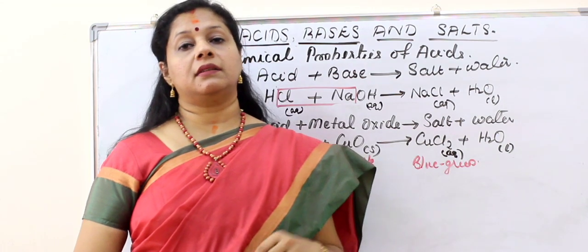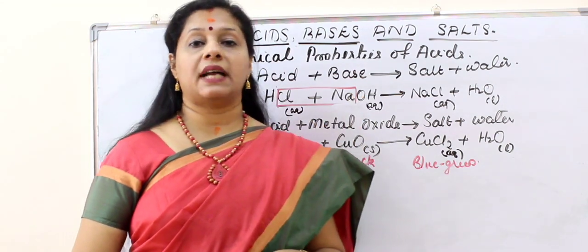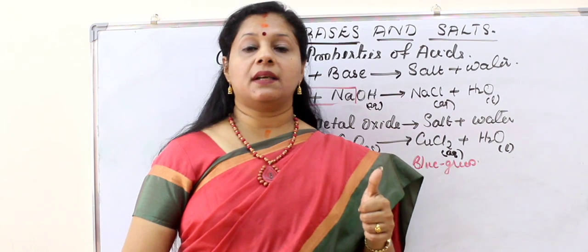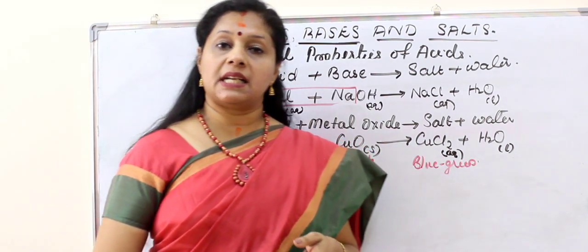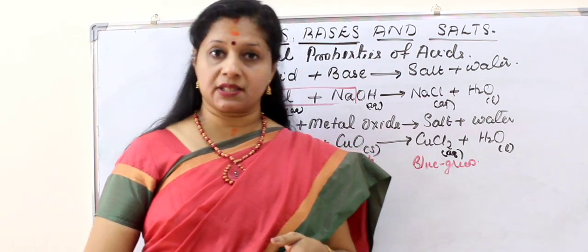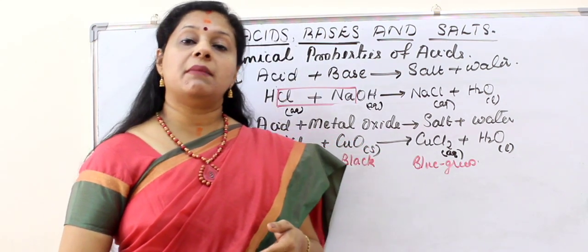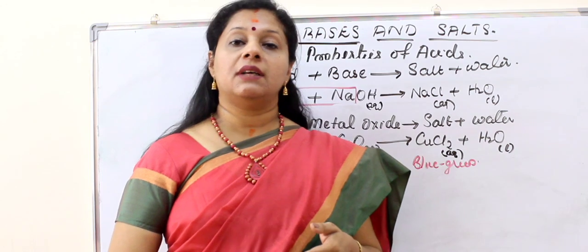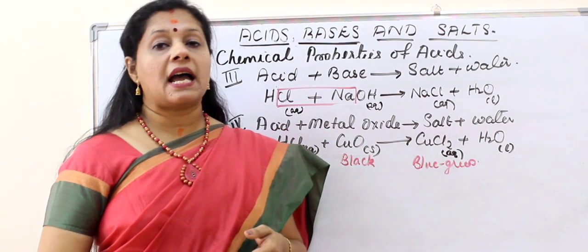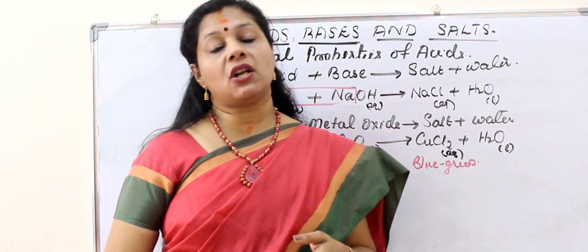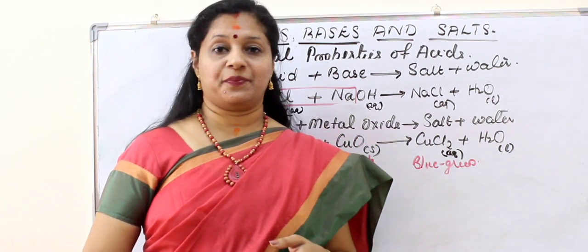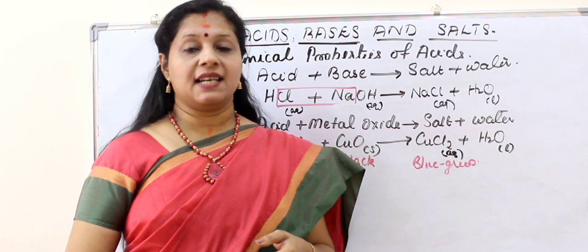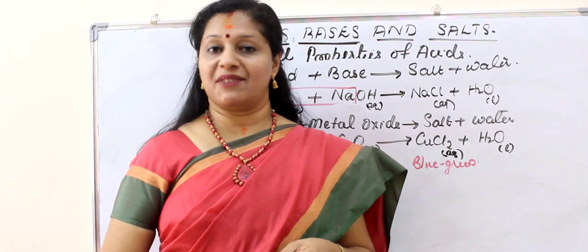So these are the main chemical properties of acid. Acid reacts with a metal to form salt and hydrogen. Acid reacts with metal carbonates or metal hydrogen carbonates to form salt, carbon dioxide and water. Acids react with bases to form salt and water, which is called the neutralization reaction. And finally, acids react with metal oxide to form again salt and water. So metal oxides are basic in nature. These are the chemical properties. The rest of the chapter we will learn in the coming videos.